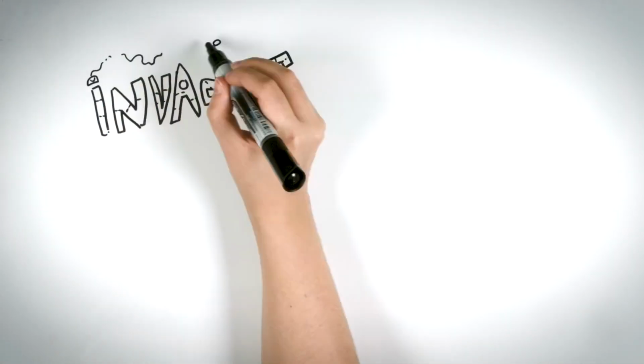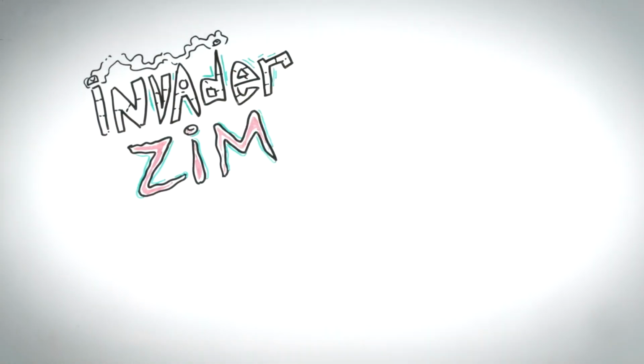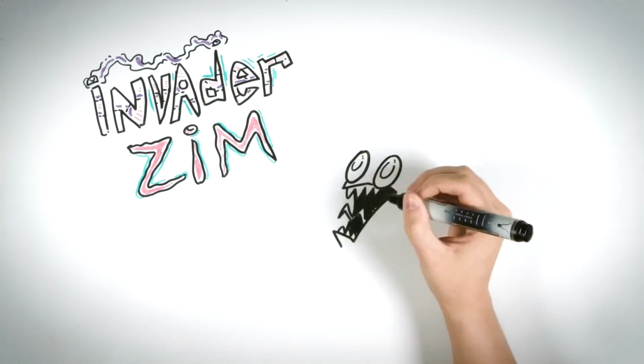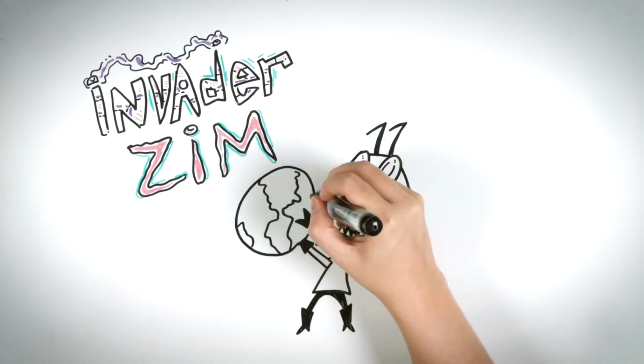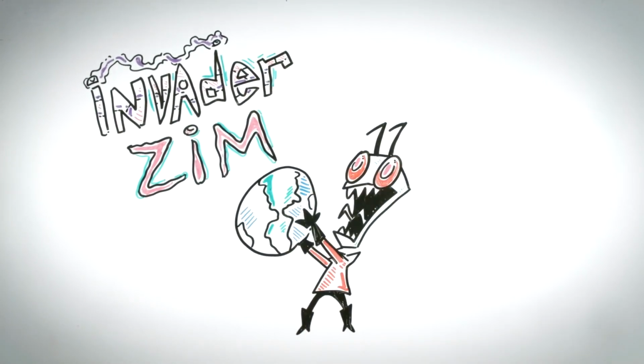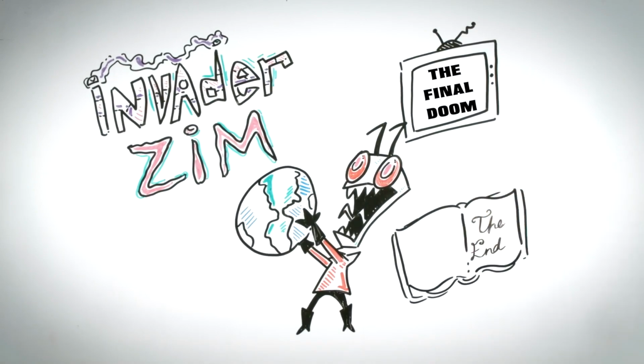Today in Draw My Life, the last episode of Invader Zim. Invader Zim is the cartoon about an absent-minded alien and his unsuccessful attempts to conquer and destroy the planet. Today, I'm going to tell you all about the final doom, the on-air episode planned to be the last of the show.